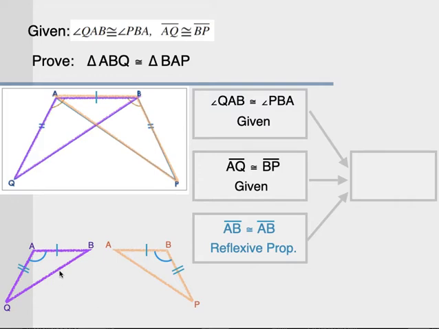Now that you've pulled your triangles apart and added congruency marks, you can work on your last step of the proof. You can say triangle ABQ is congruent to triangle BAP because, if you label your sides, angles, and such, the SAS postulate.